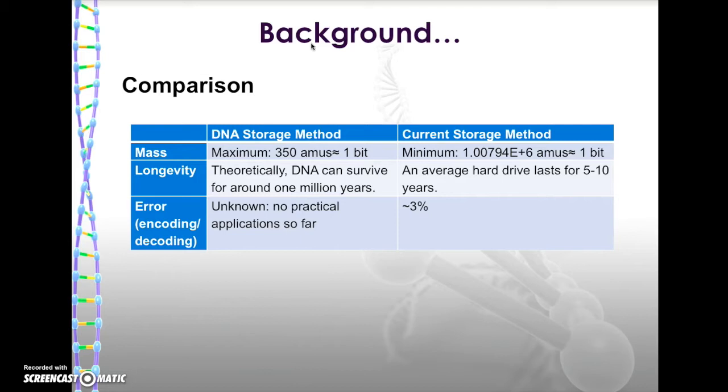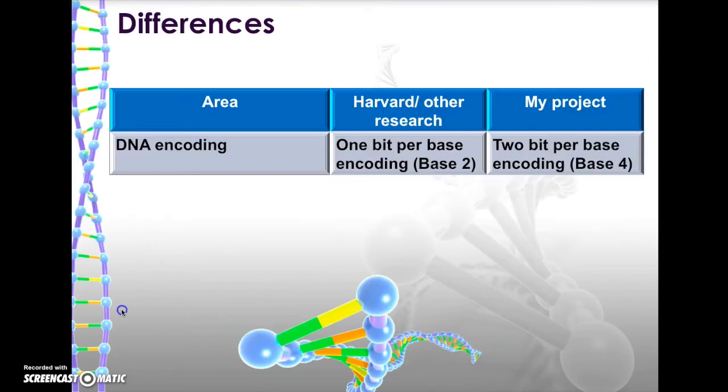Also, if we look at the error of encoding and decoding this information in DNA, we don't really know, because we haven't been able to apply this method to normal daily life, so we don't know what the errors would be like, but our current methods are around 3% error.